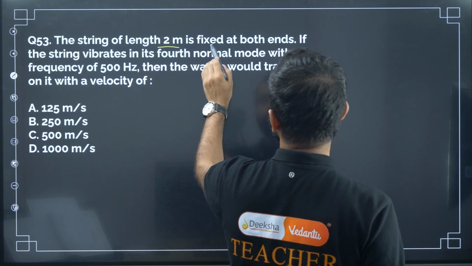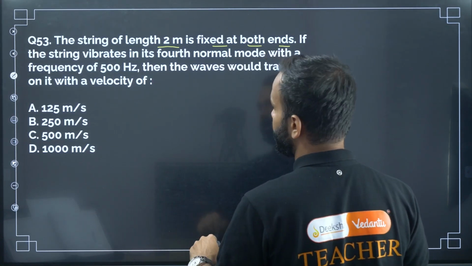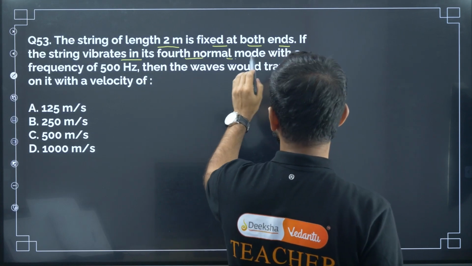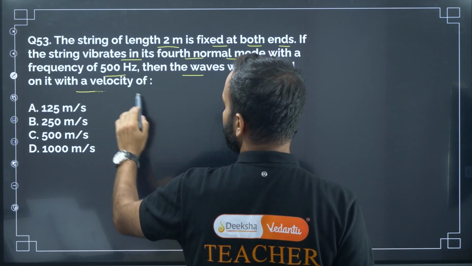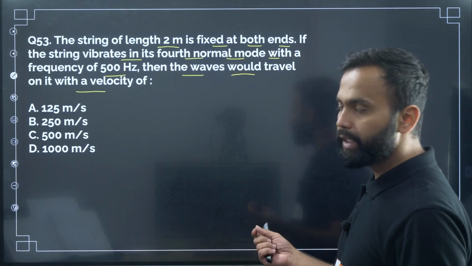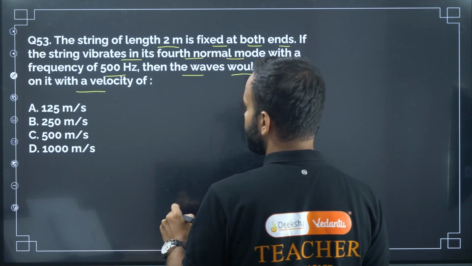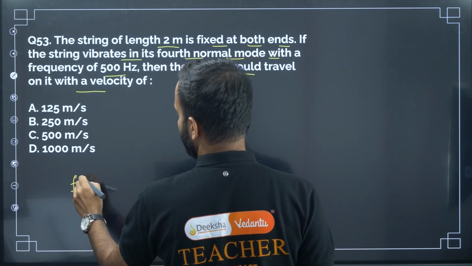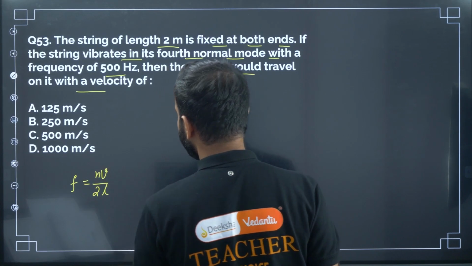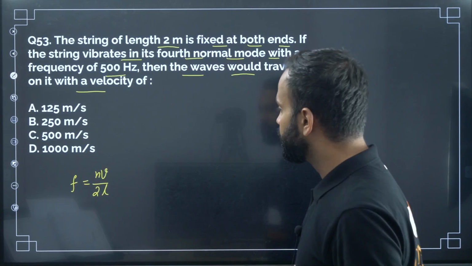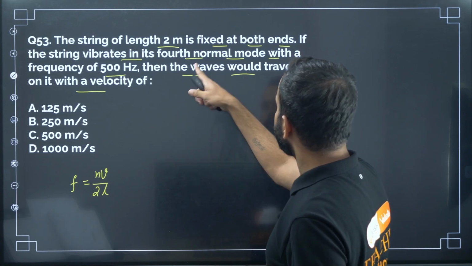The string of length 2 meter is fixed at both ends. If the string vibrates in its fourth normal mode with the frequency of 500 Hz, then waves would travel on the string with the velocity of. Your string is fixed at both ends, right? So then here the frequency of the wave will be f equal to nv divided by 2l. V is the velocity of the wave, L is length of the string, n is the number of modes. So n equal to 4, fourth normal mode.